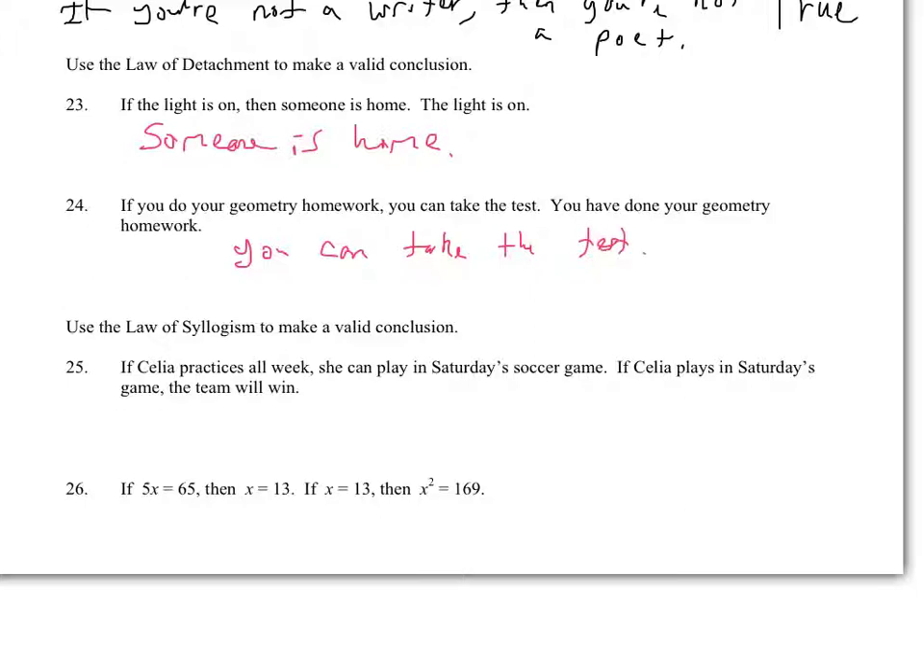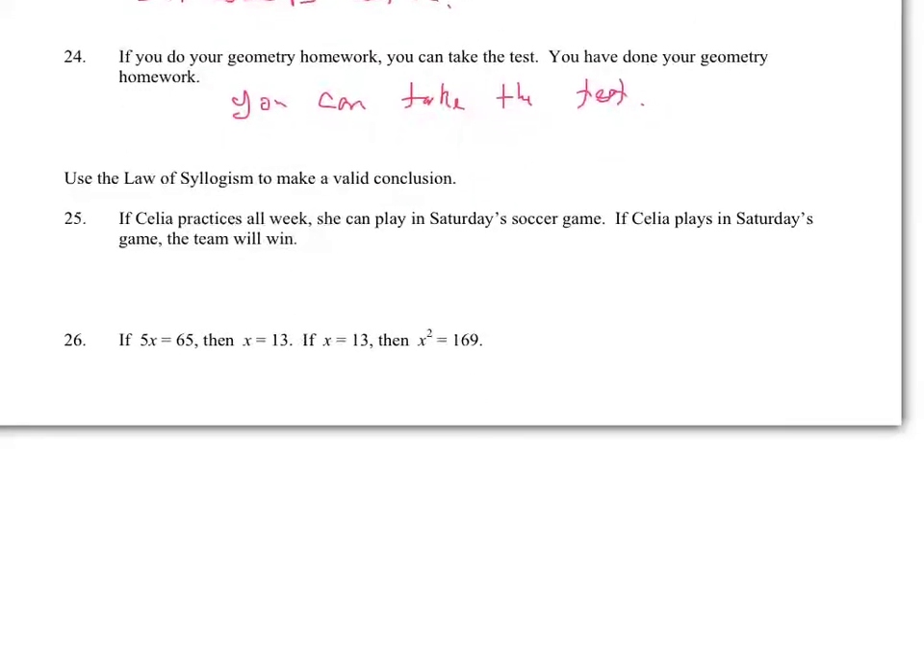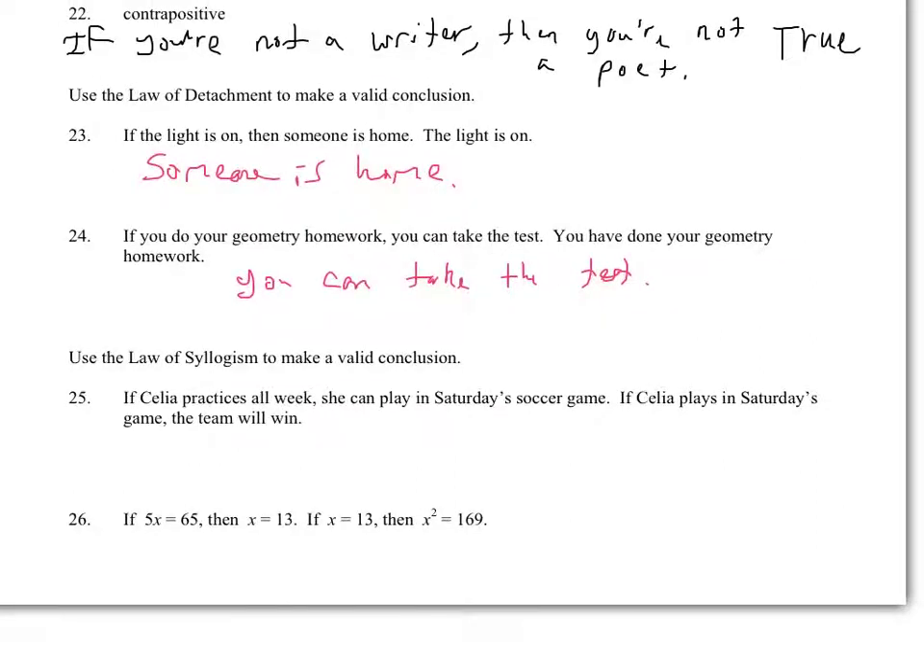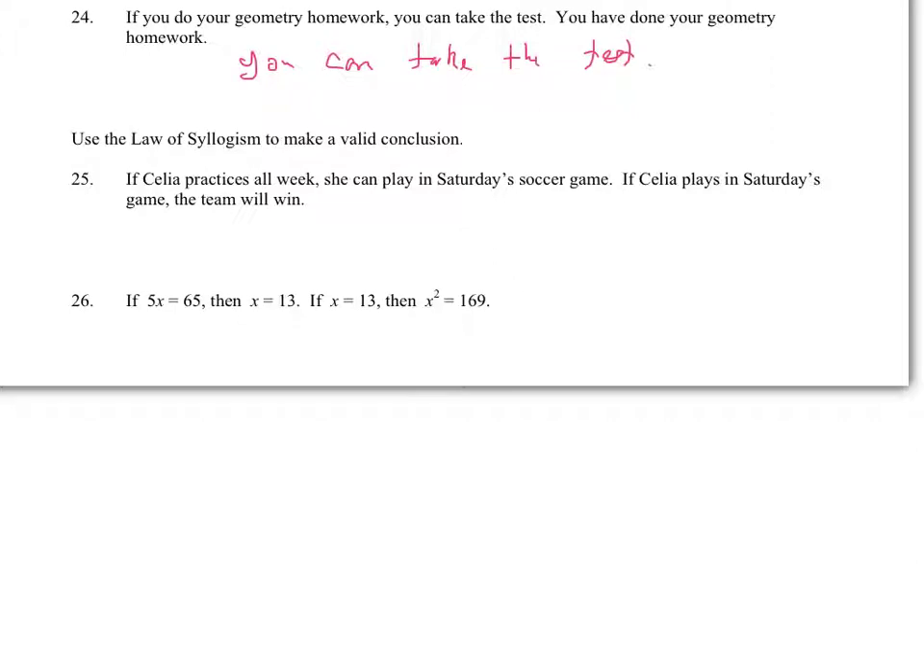All right, the law of syllogism is a little bit different for 25 and 26. This is where we're basically going to combine two if-then statements. Notice in the law of detachment, we didn't have two if-then statements. We had a single if-then statement and then a hypothesis. So, look at 25. If Celia practices all week, she can play in Saturday's soccer game. If she plays in Saturday's soccer game, the team will win. So we're going to combine those to just say the first thing that happens and the last thing.